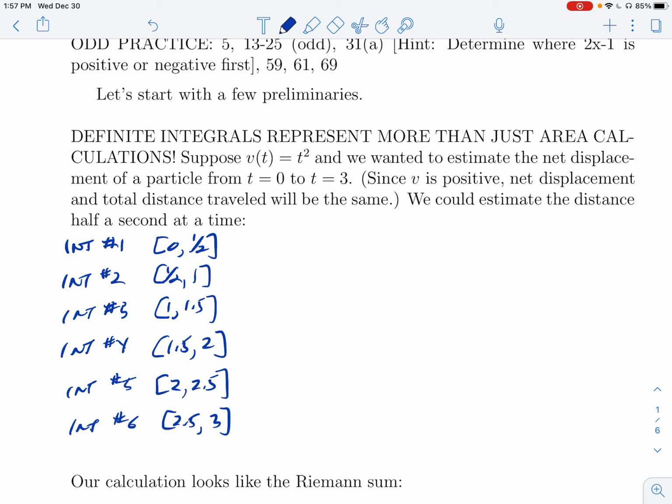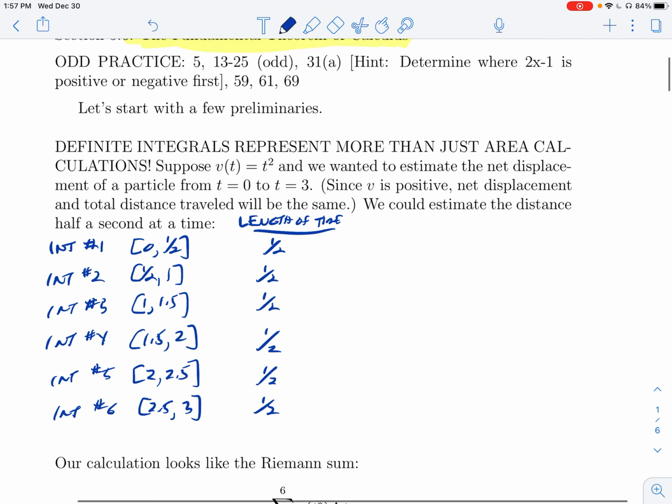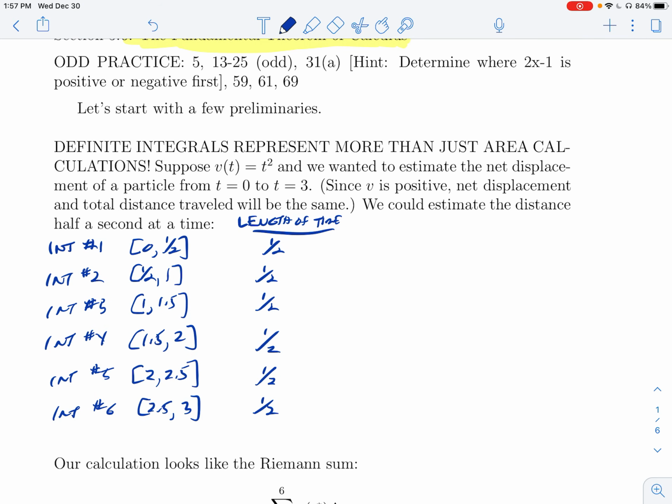So each of these intervals we can think of having a length of time. So the length of time for each one is 1/2. I've intentionally made them all the same. Now we could estimate the speed or velocity during each time interval. In this problem, speed and velocity are the same thing because velocity is never negative.